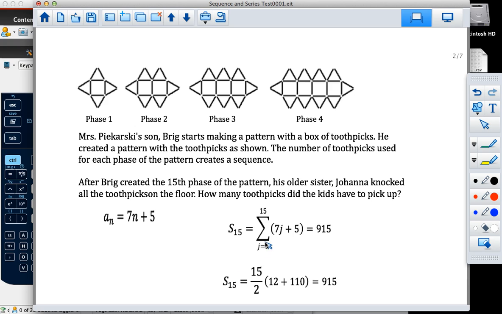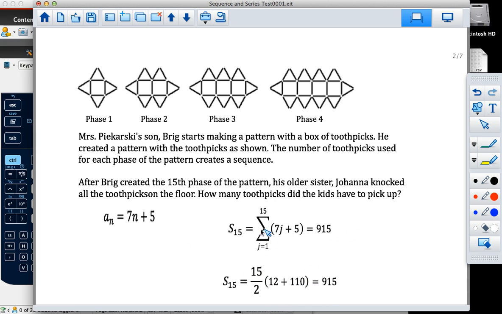If you've forgotten how to do this and you want to use a series formula, then you would do the n, which is 15, divided by 2, times your first term plus your last term. To find the last term, you would have to plug in a 15 here for n and solve it, and you could plug that all into your calculator and you get 115.